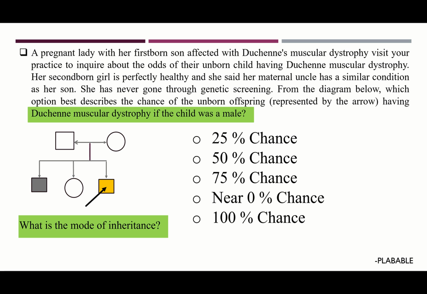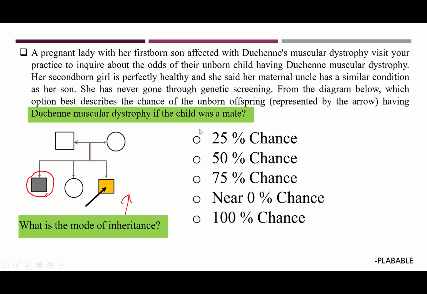What is the mode of inheritance? Okay, a genetic question. Look at the pedigree given above. We are seeing that there are two empty boxes, so maybe one of them is a carrier or both of them are carriers. Now look at the outcome. The first child here is affected. Definitely at least one or both of them will be carriers. So I need more information.